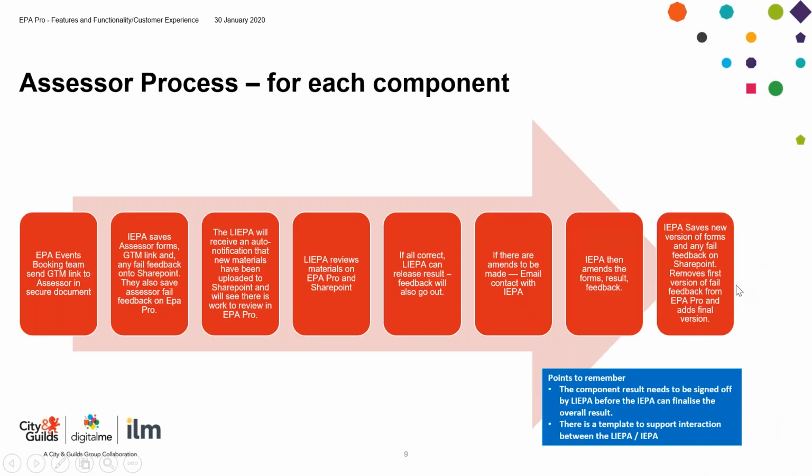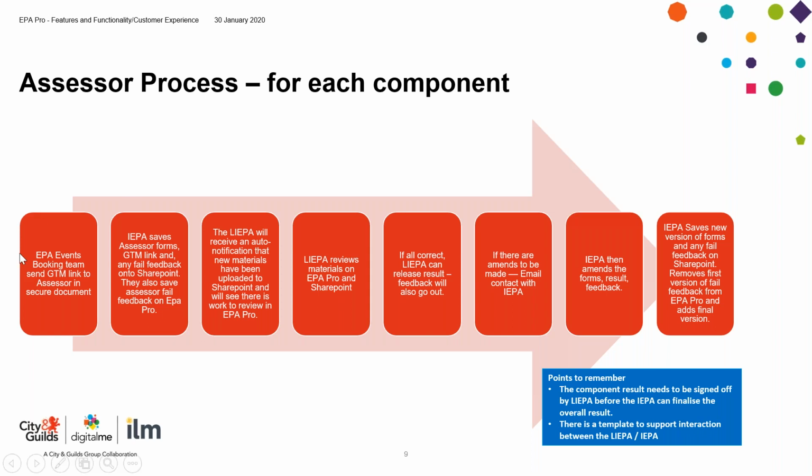Right, okay, so you've already seen this, but I just wanted to go through it again, and it talks a little bit to which system you will use to do the review. As we've already said, the process starts with the EPA events team, and for many different standards there could be different types of assessment material. But let's imagine there is a professional discussion, and that would involve a GoToMeeting link.